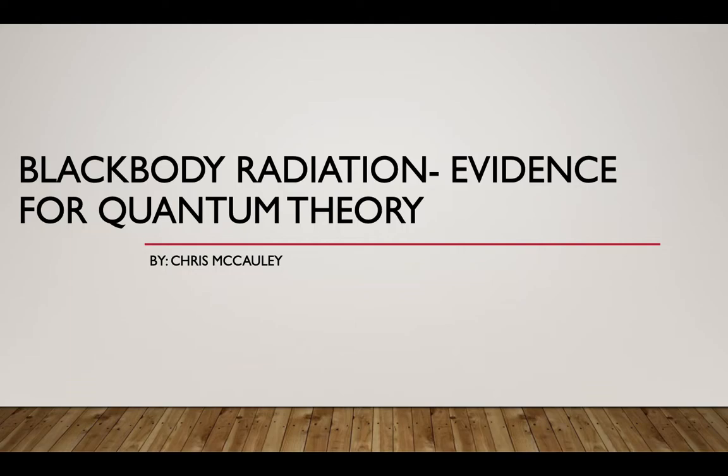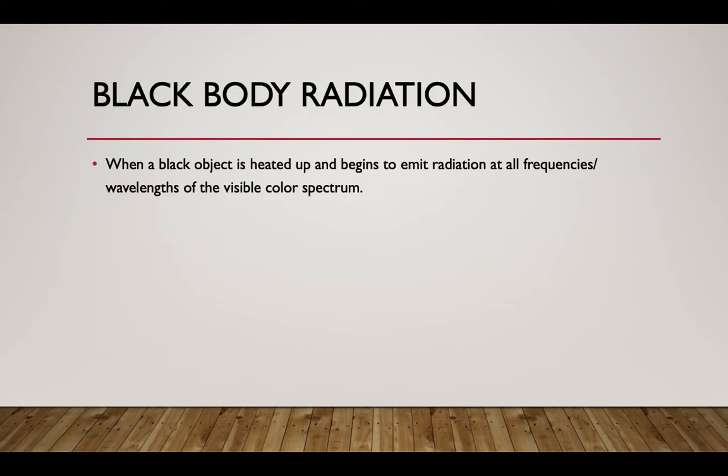So first things first, I want to define what black body radiation is. Black body radiation is when an object is heated up, and as it begins to heat up, it will start to emit radiation at all frequencies and wavelengths of the visible color spectrum. Now, this is really important because we're able to see the graphical relationship between frequency and intensity of that black body radiation and how it will be represented in the correlation between those two.